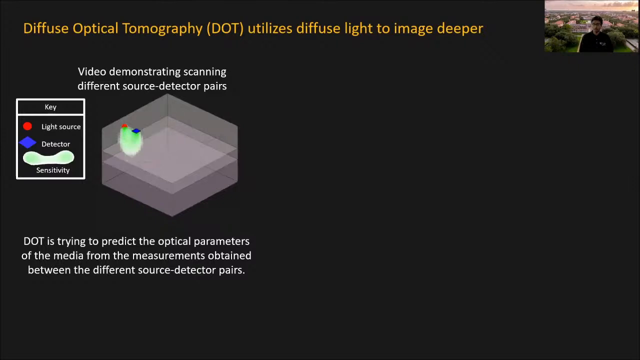Diffuse optical tomography is a technique that makes use of the scattered light rather than rejecting it. It measures the intensity at a detector from a source. In this diagram, the red dot is the source and the blue square is the detector. This intensity carries information about the media photons interacted with. The green cloud illustrates the number of photons that pass through a particular voxel, also labeled as the sensitivity. By making many different angles of measurements, DOT can estimate the optical properties of the media, in our case absorption.